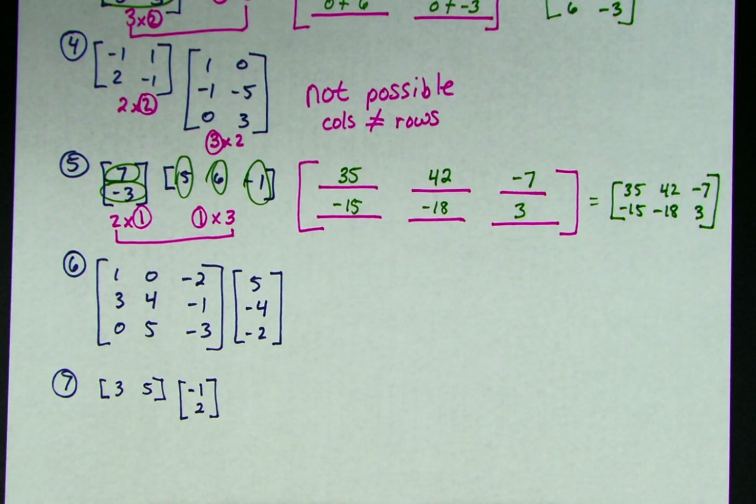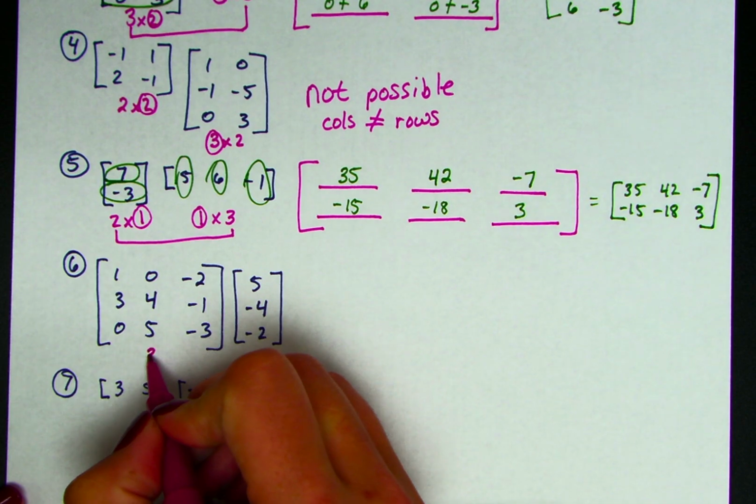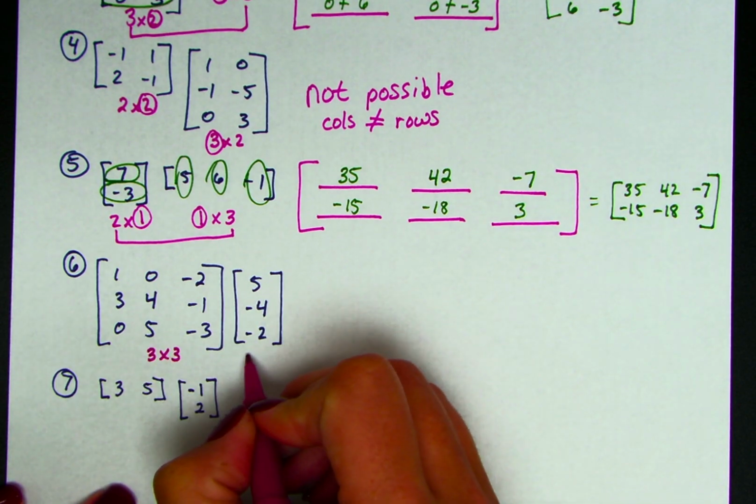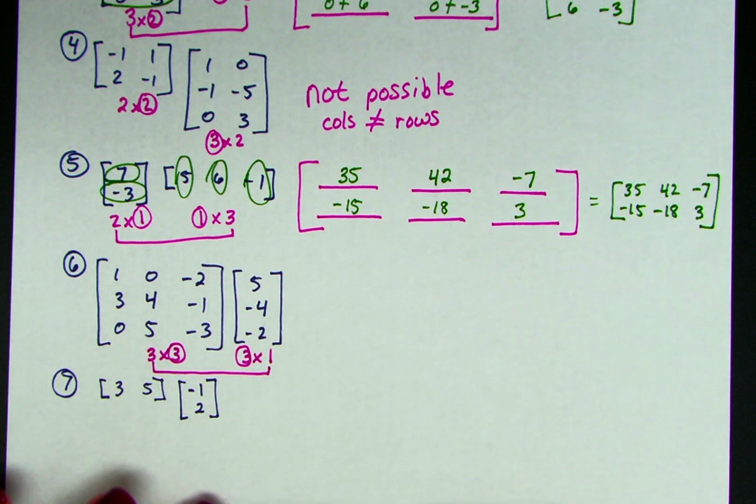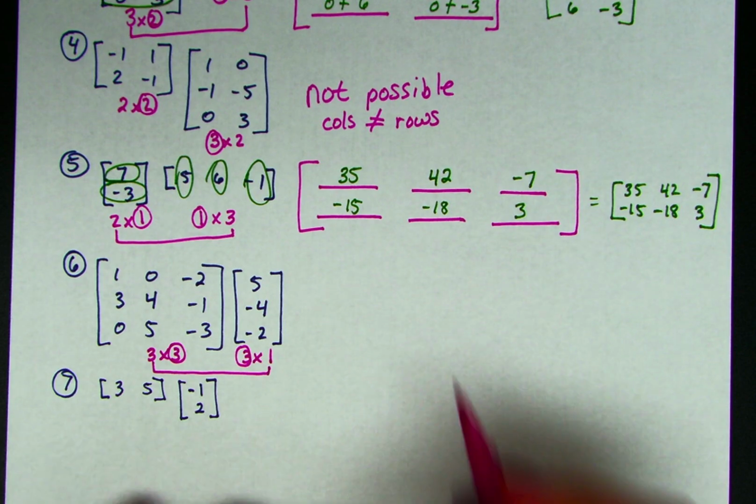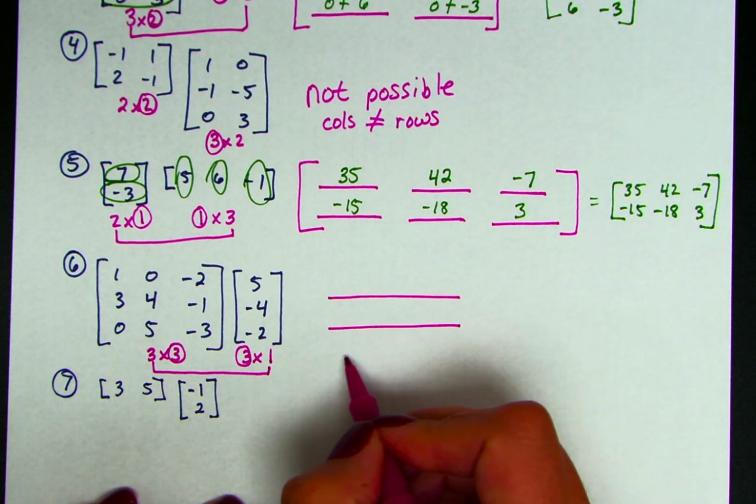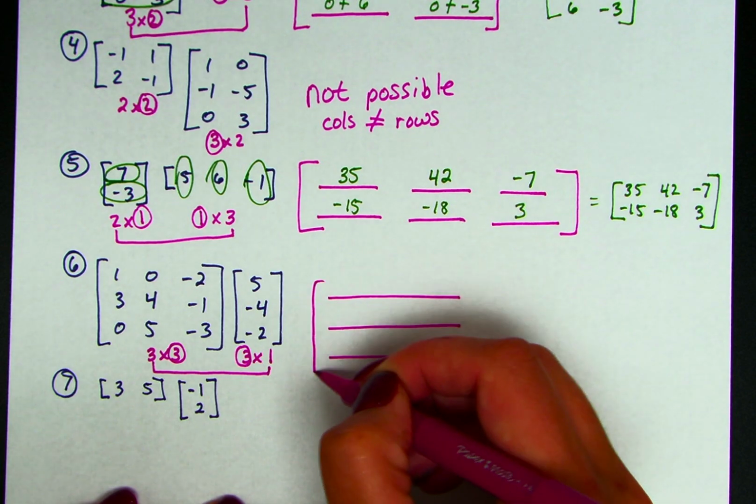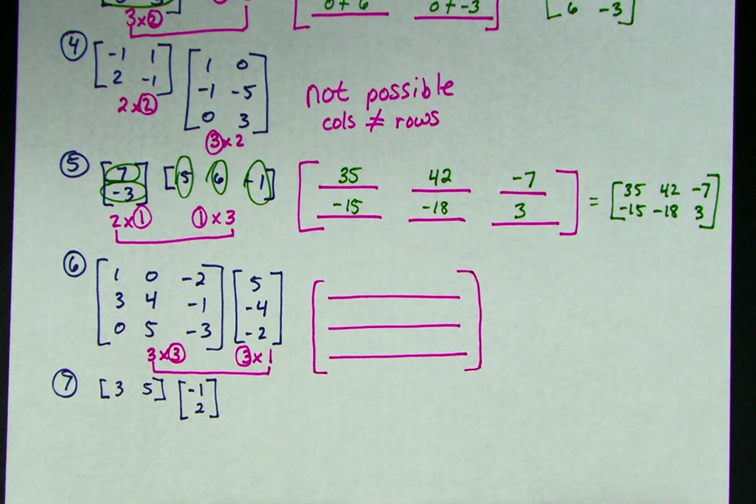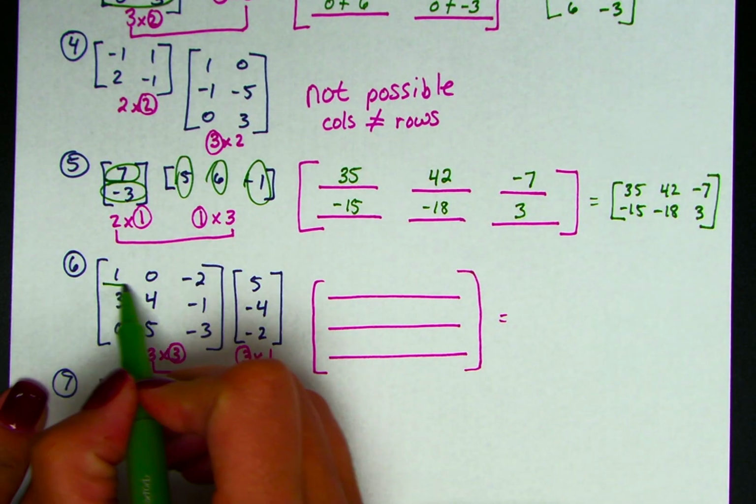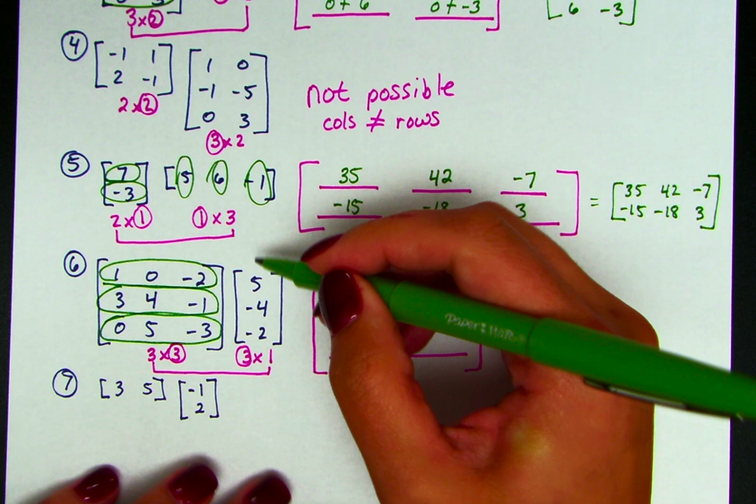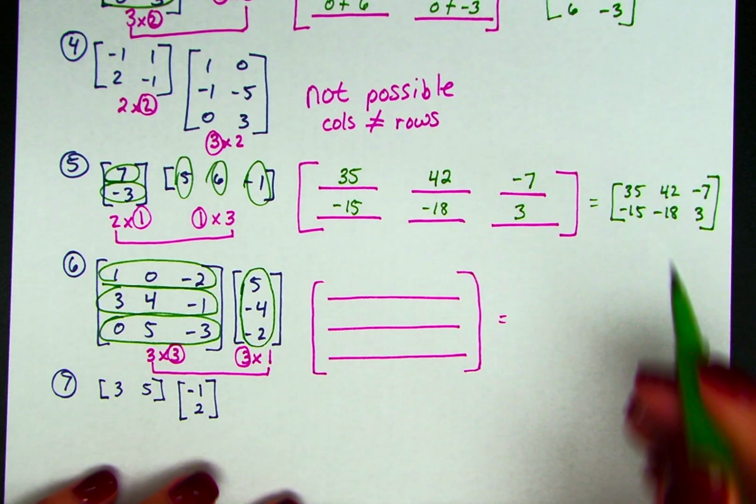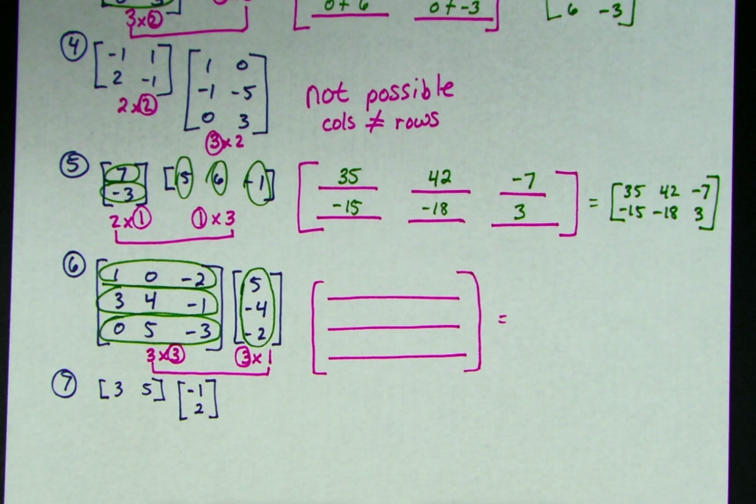All right, number 6. Here we have 3 rows and 3 columns, 3 rows and 1 column. So inside numbers are matching, and then our outside numbers are the dimensions. So that tells me that I'm going to have 3 rows and just the 1 column. All right, so again, I'm going to just start by circling the rows in my first one and the columns of my second. Okay. So again, we're just multiplying the corresponding parts.